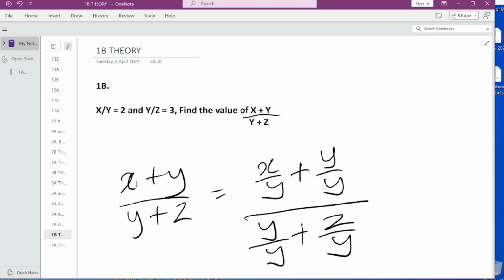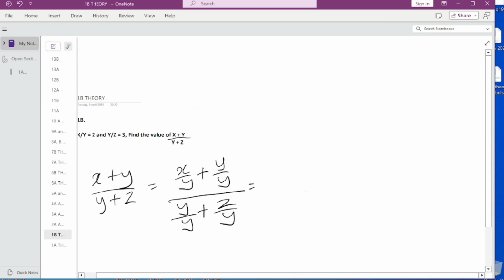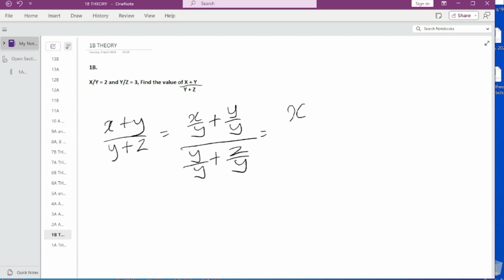So each of the values, we'll divide them by y, which would equal to x over y. Y will cancel y plus 1 over y will cancel y. 1 plus z over y. Looking at this part, let's now look back at our initial question. We have x over y equals 2. So this part equals 2.